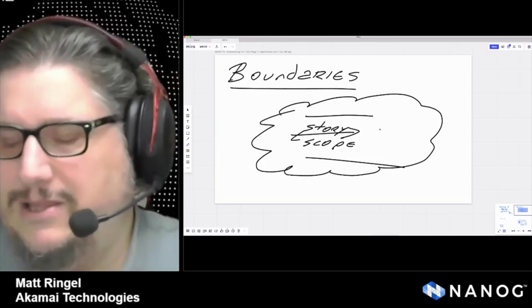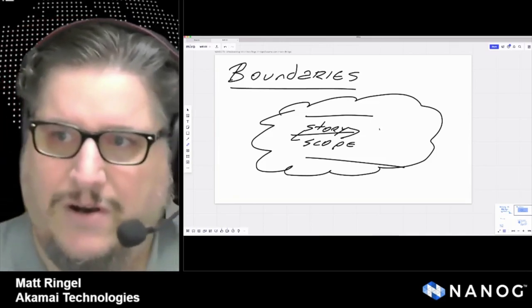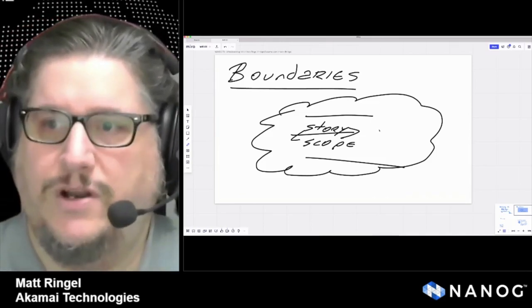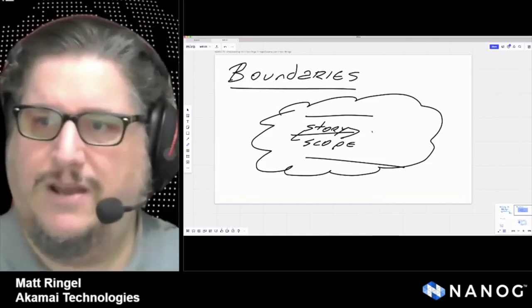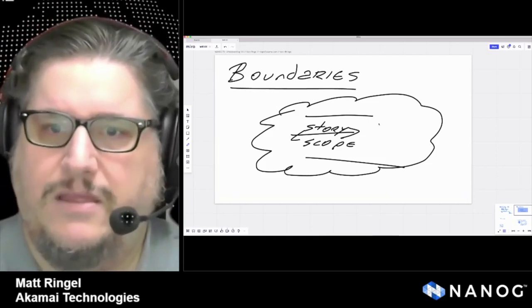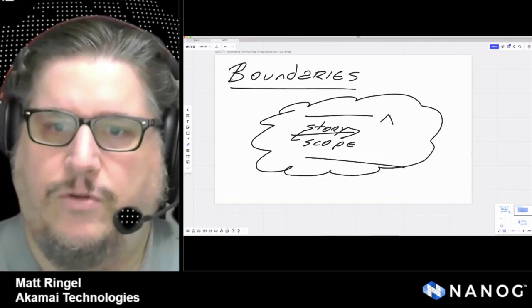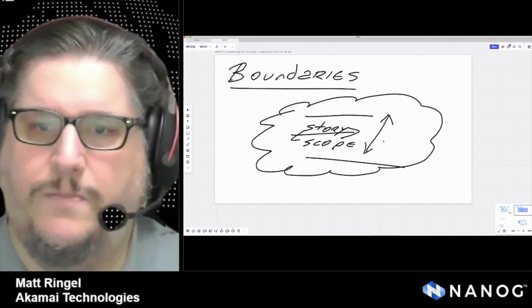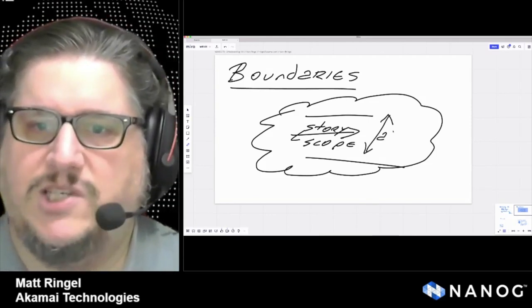Obviously, the less time you have, the less you get to cover, and you've got to choose the level at which you want to do it. So now you've got your subject matter locked down. You kind of know what you want to talk about. The other thing you have is your vertical boundaries. See, this is totally vertical. And that represents abstraction.